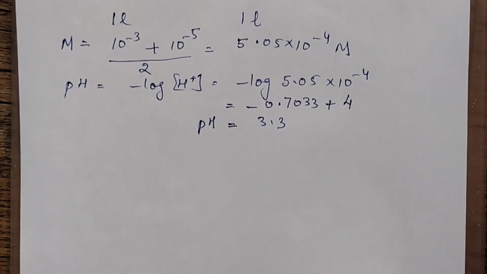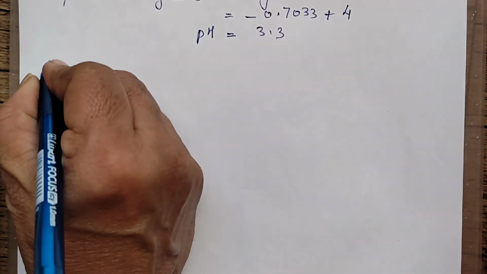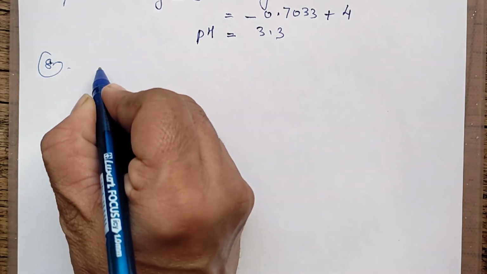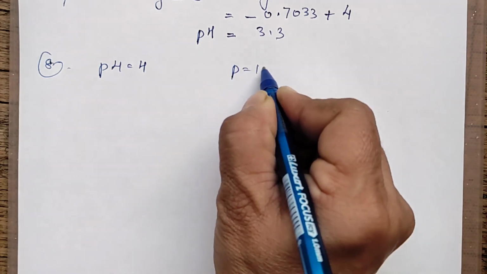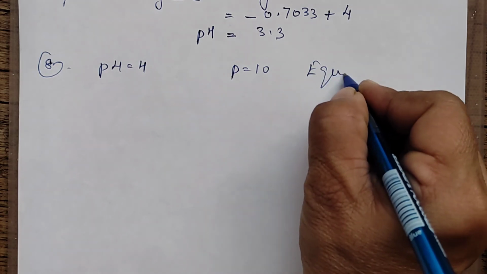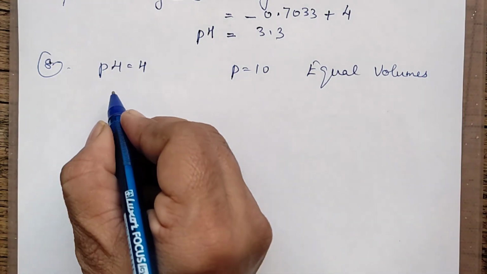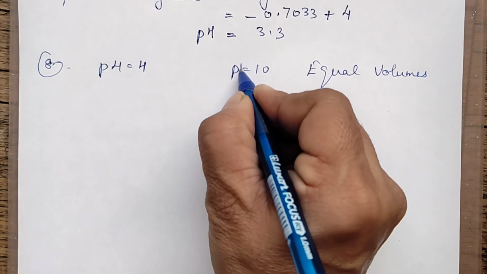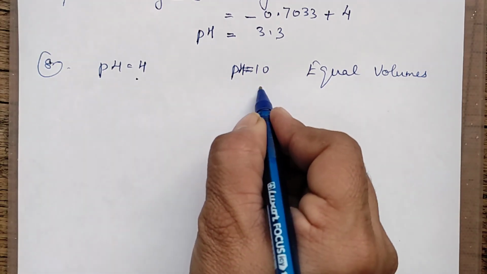Okay, now let us take one more problem. 8th question. Right? Suppose you are having two solutions with pH equal to 4 and pH equal to 10. You are mixing them. Again, equal volumes we have taken. And the question is calculate the pH of the final solution. Right? This pH is 10. Now this is acidic solution. This is basic solution. Right?